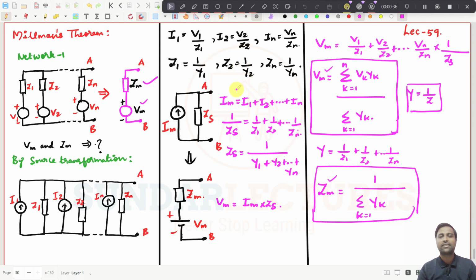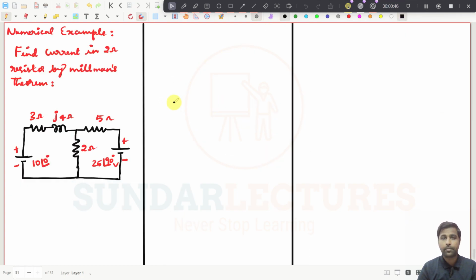So let us take a numerical example with the AC circuit, and we try to find what is the current in a particular resistor, right? That I will do now. See, this is the problem given. Find current through 2 ohms resistor by Millman's theorem. Just they have given you like this.